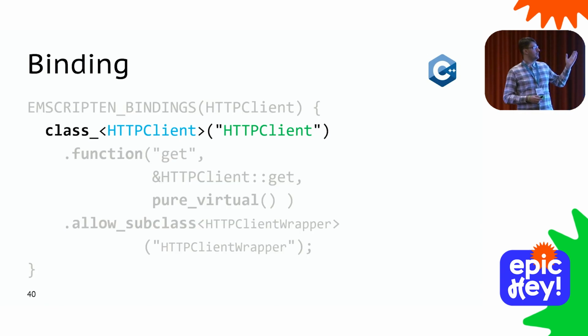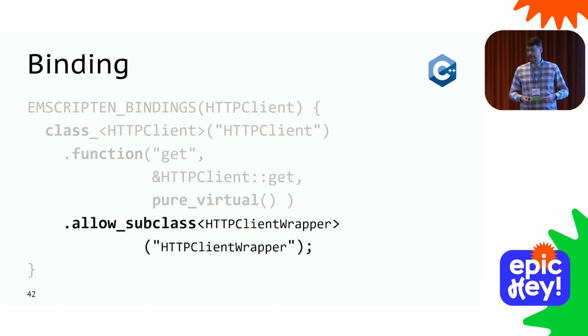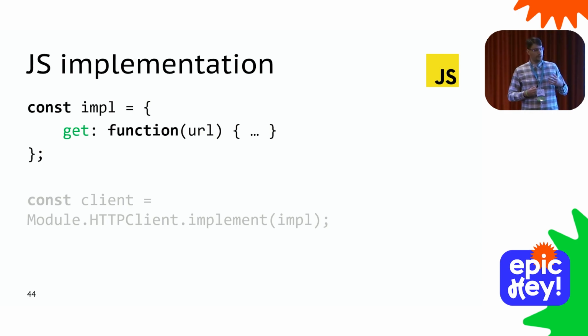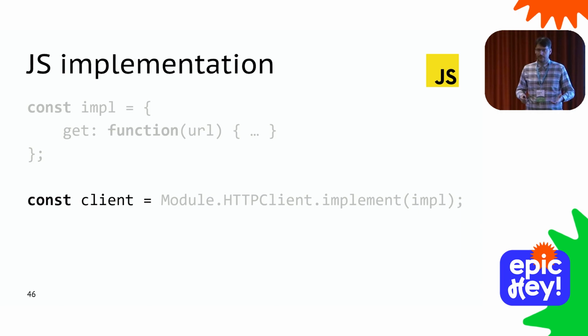So we have a class. It has one method, one function, and we are allowed to inherit from this class. And that's all. We can make a JavaScript implementation, like some get function, some HTTP request, and then we tell Emscripten to connect our implementation and this C++ module. Then we get this client, and we can use it, and we can pass it to C++, and it can use it.